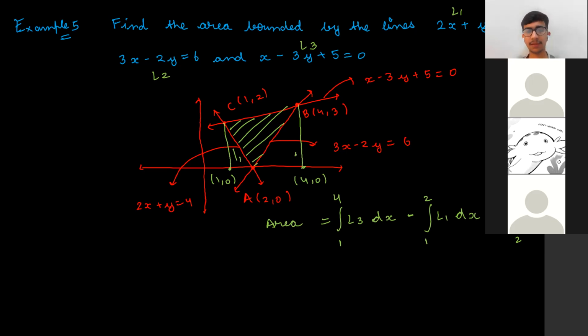Okay, quickly calculate the final area and tell me the answer. I'm getting 7 by 2 square. Okay, right. So this comes out to be 7 by 2.